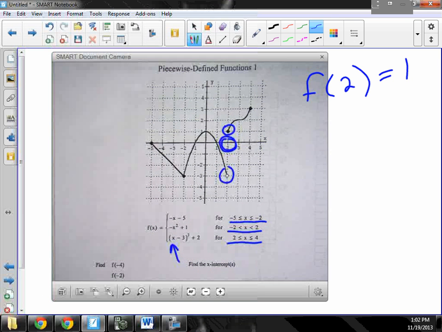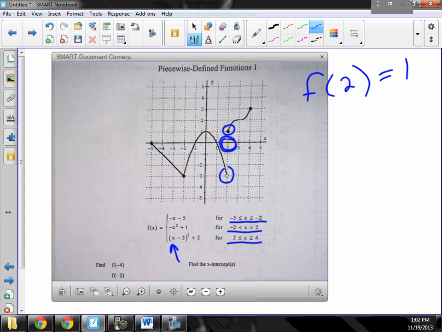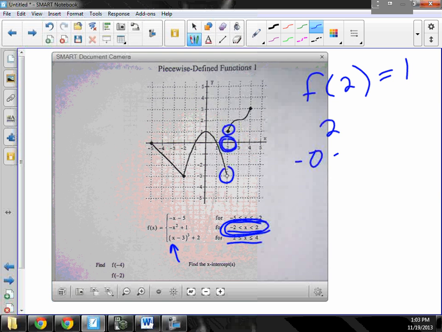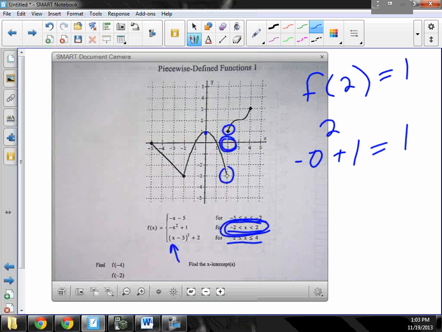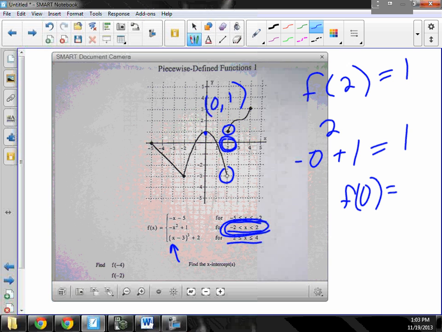For the last one, f of 0. Which function includes 0? The middle one. 0 is in this domain here. So I plug in 0. So negative 0 squared plus 1 equals 1. And you can see that on the graph. That's the point 0, comma 1. So f of 0 equals 1.